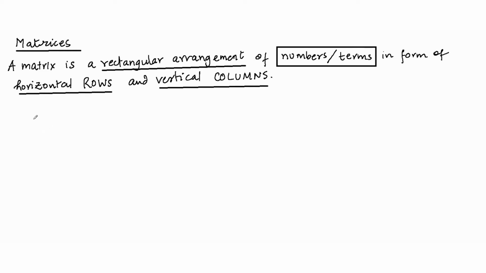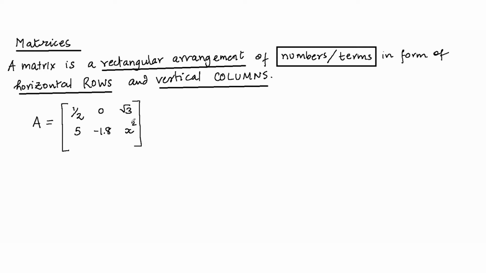Matrices are always represented by capital letters. So assume that the matrix A is given by, and matrices are always enclosed within such brackets, right? So if I were to write the elements inside this particular matrix, the elements could be half, 0, root 3, 5, minus 1.8 and x square, right?